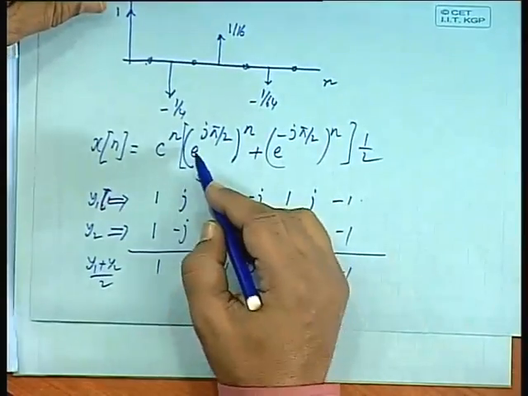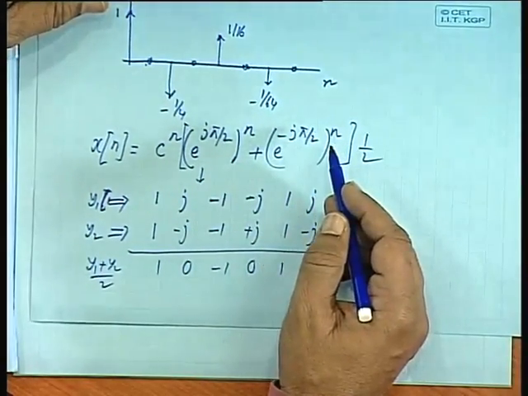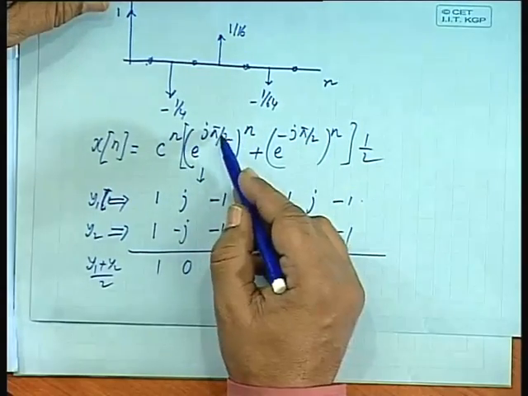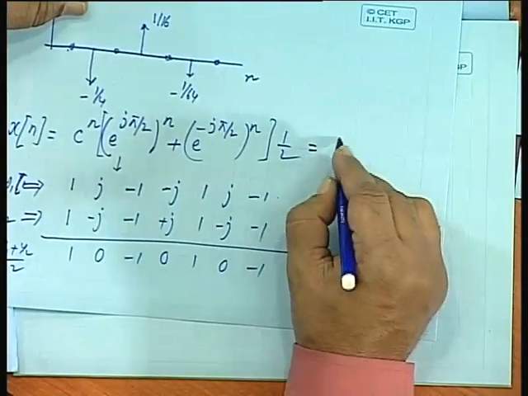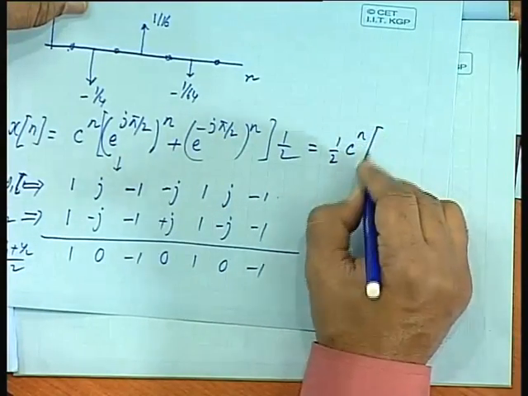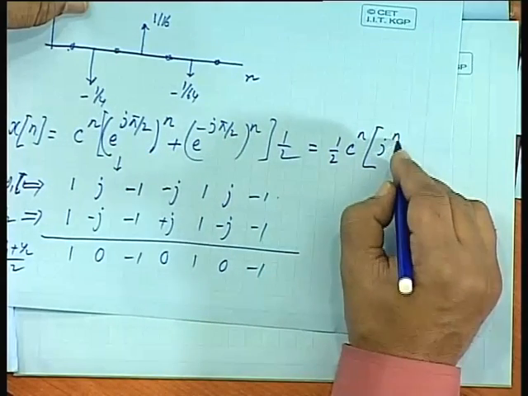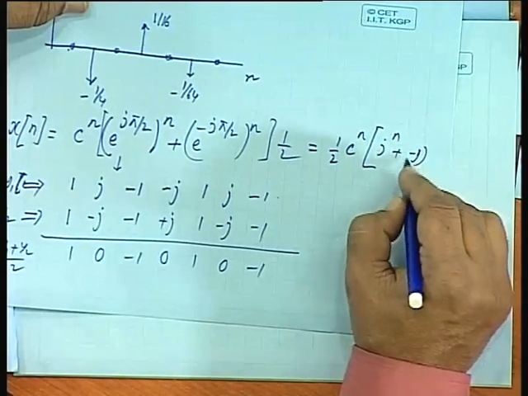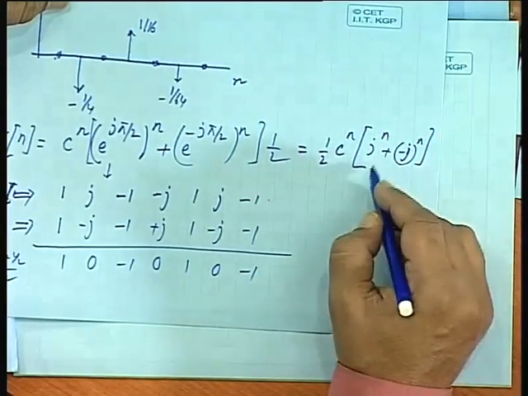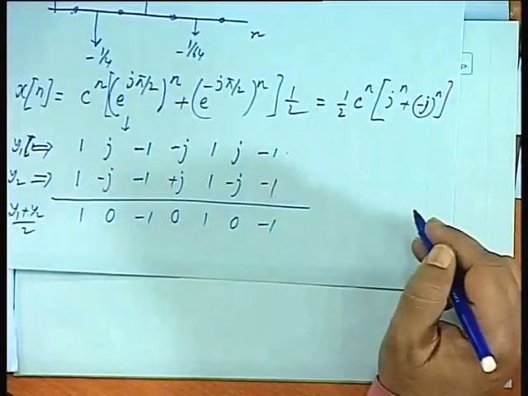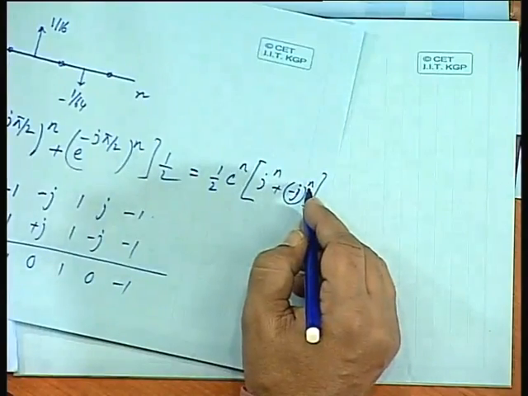Could it be 1 to the power n and minus 1 to the power n instead of pi? So, basically this is half of c to the power n times j to the power n plus minus j to the power n. Is that all right? This is j to the power n plus minus j to the power n, half of that. Now, my next question is, could it have been 1 to the power n and minus 1 to the power n? Let us see.